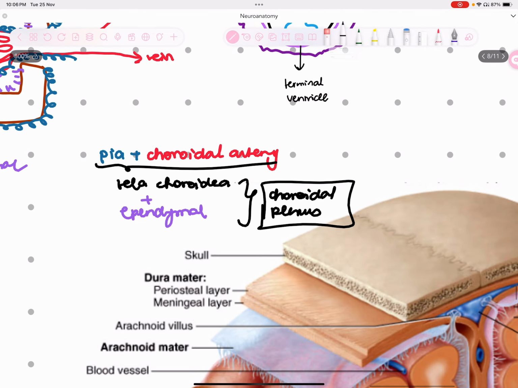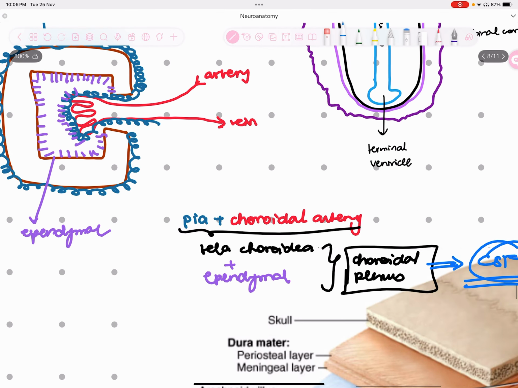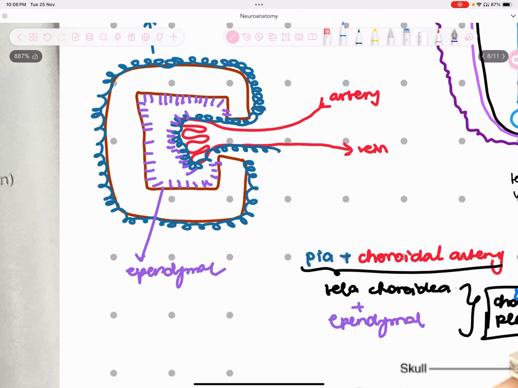Now, what's the function of the choroid plexus? They have the main role of producing the CSF. So how is CSF made? It's stored in the ventricles, but how is it made? It's made by the choroid plexus. And how exactly does it do that?